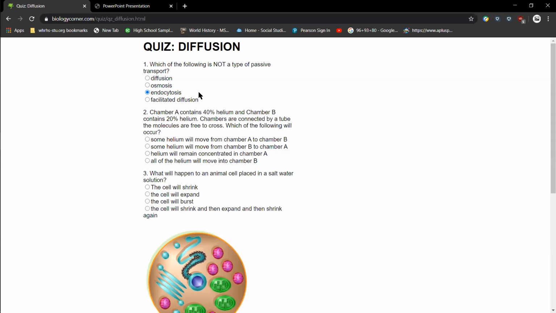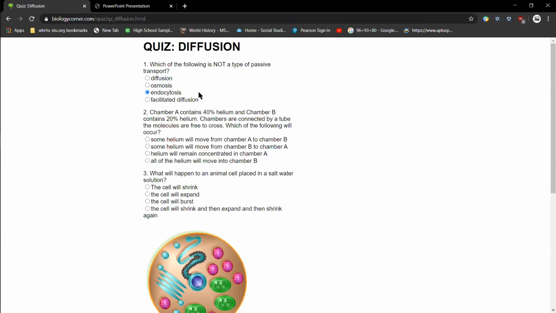Endocytosis we haven't talked about yet, but it is when a cell engulfs material from the outside. An example of this is your immune cells, which eat bacteria they come in contact with. They use a process called endocytosis where they eat things, and this requires a lot of energy. Passive transport requires no energy, and active transport requires energy.